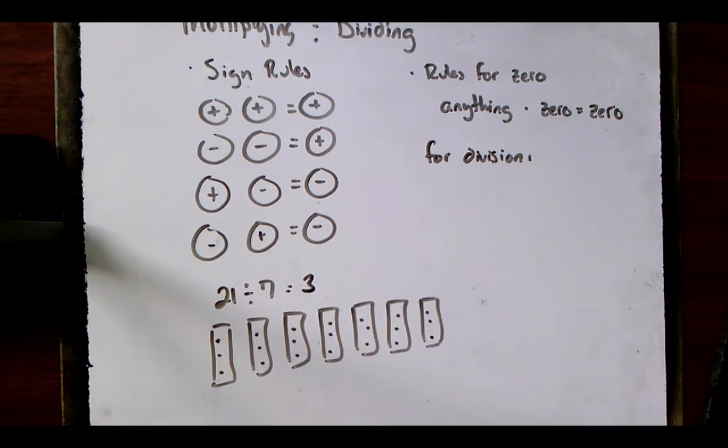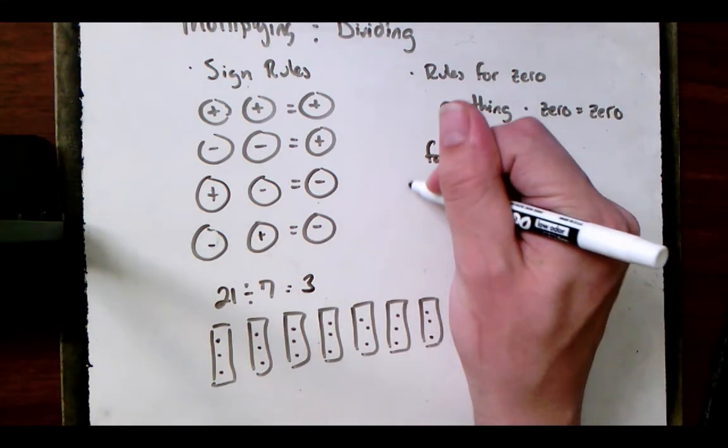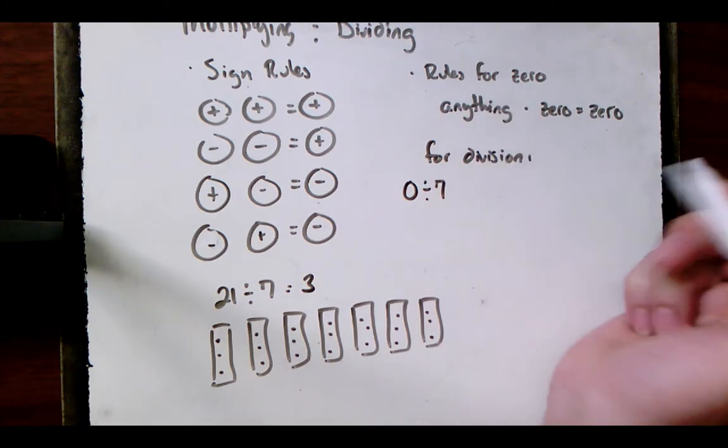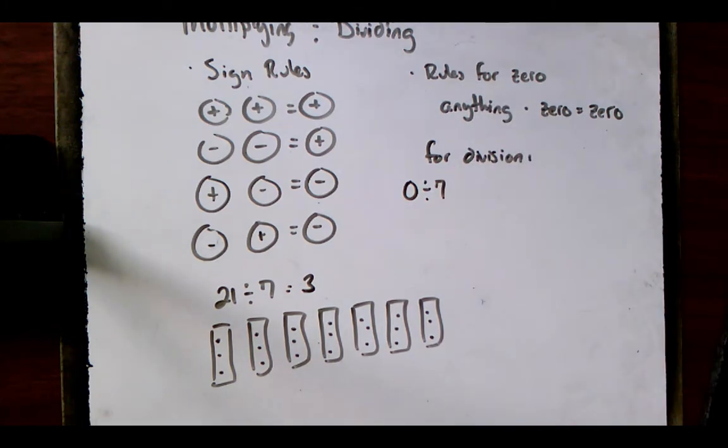So how does that work if I want to divide with 0? Well, let's think about it. Suppose I had something like 0 divided by 7. That's saying I have 0 pieces of candy and I want to split them among 7 people. So how many pieces of candy is everybody going to get? Well, sadly, I have no candy to share, so everybody gets 0.